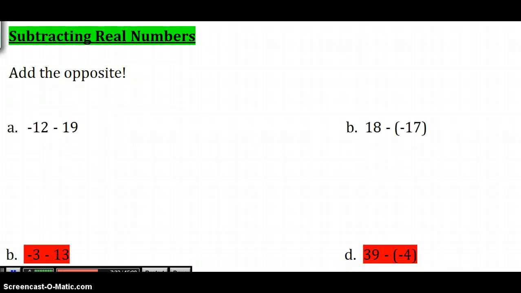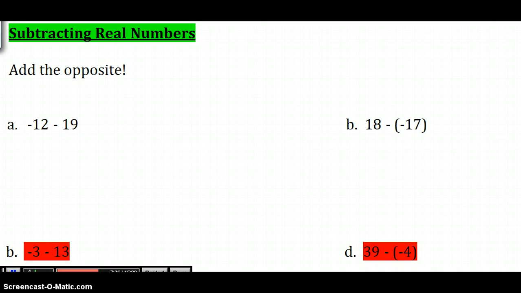The second thing we're going to talk about is subtracting real numbers. And when we're subtracting, all we're going to do is make them addition problems and then follow the same rules we just did. So in subtracting, the key is to add the opposite. We have negative 12 minus 19. We're going to change this to addition. In other words, add the opposite second number. So instead of negative 12 minus 19, I'm going to write negative 12 plus negative 19. Add the opposite. So this says the same thing that this does.